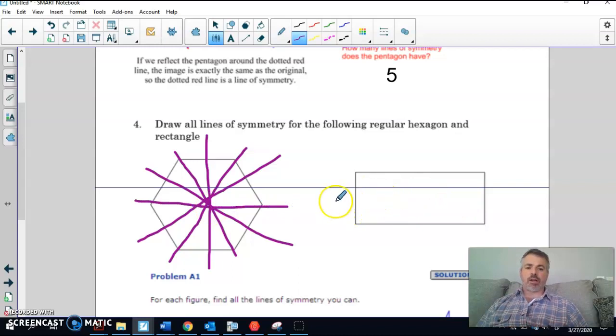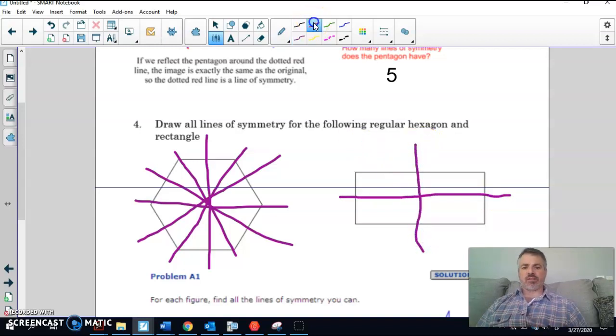Now over here, again, I'm going to have one line of symmetry down the middle. Whoops, that was terrible. So again, I'm going to have one line of symmetry down like this. Then another line of symmetry like this. So it only has 2.